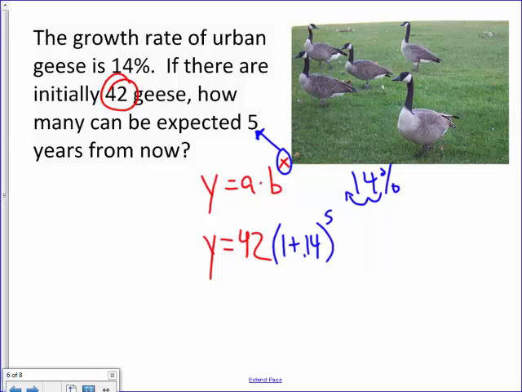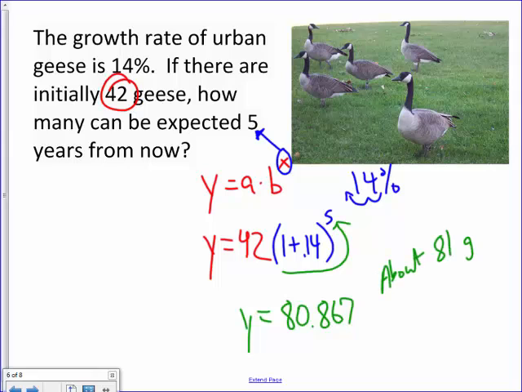All I do is plug this into the calculator. Just make sure to type it in all at once. What you don't want to do is multiply these first. If you're going to type them in separately, make sure you do the exponents first and then multiply by 42. But I like to type it in all at once so I don't make a mistake. And I got 80.867. What are we talking about? Geese here, so I'd say about 81 geese.